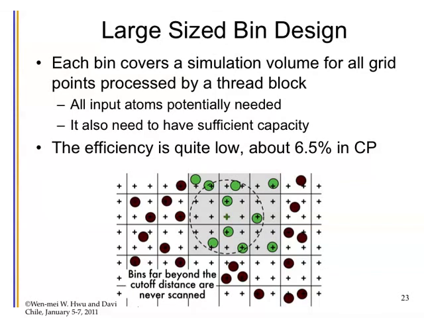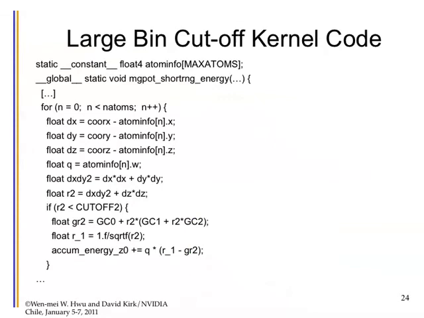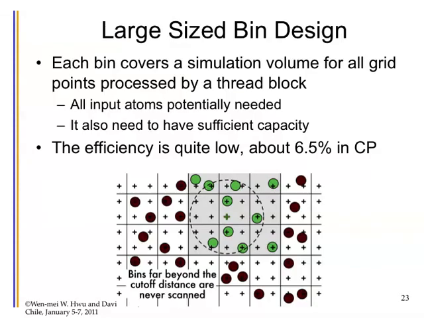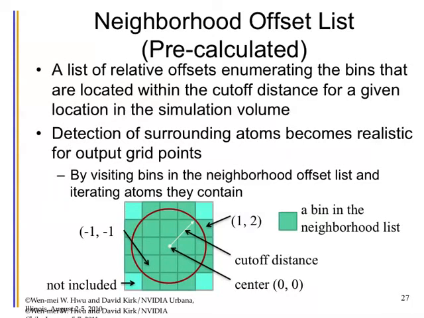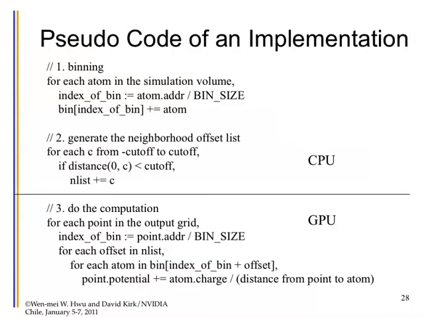This is just a review of the large bin. So the pseudocode looks exactly like that. For each atom in the simulation volume, the CPU will assign them into these bins. So this is a CPU binning algorithm. It's a single pass through all the inputs, and you would generate all these bins, and then you would generate a neighborhood offset list.